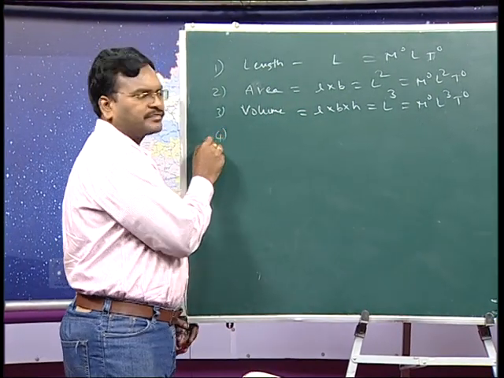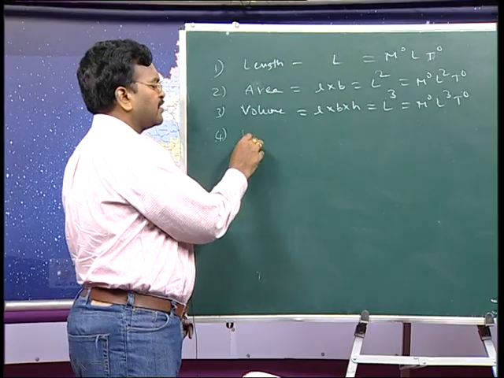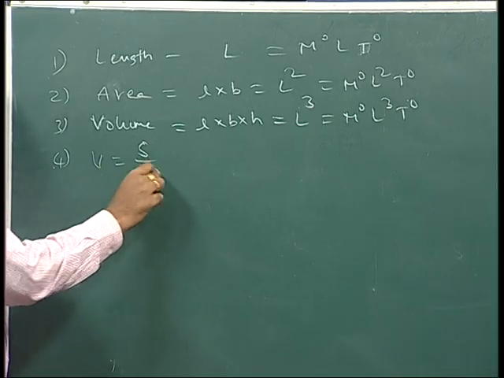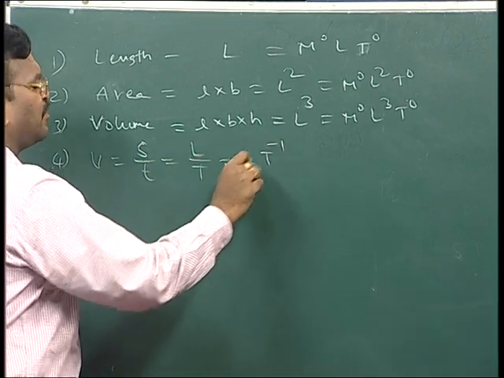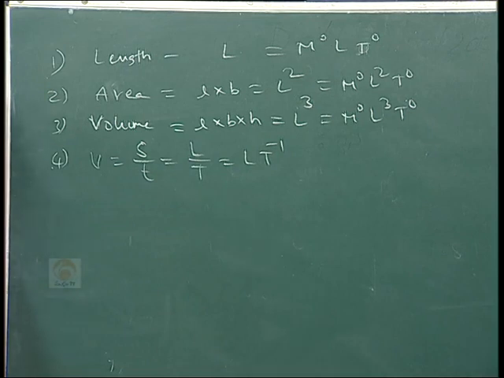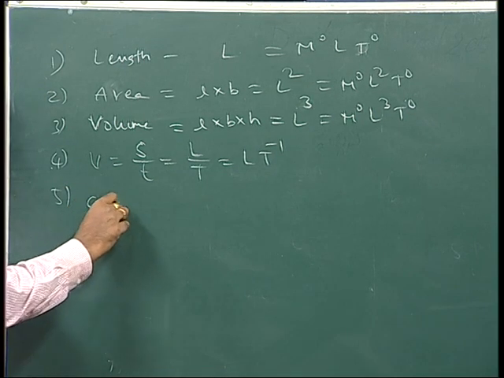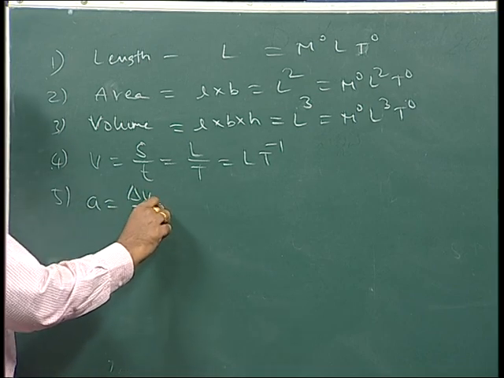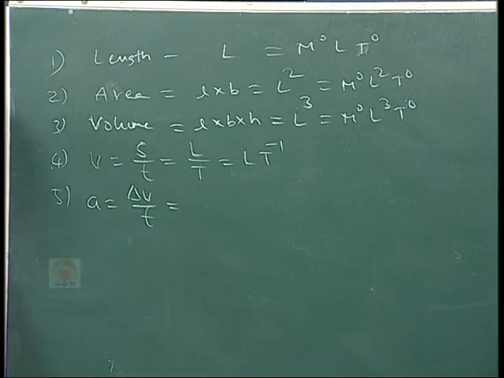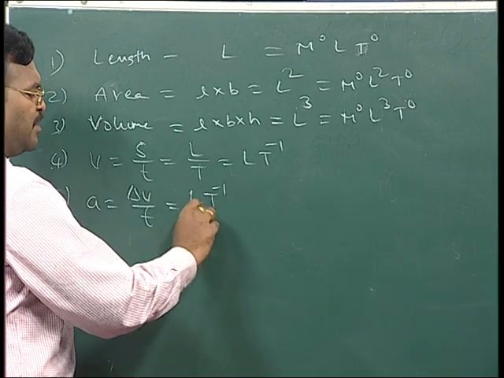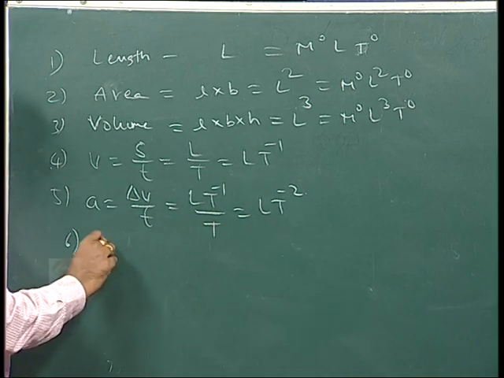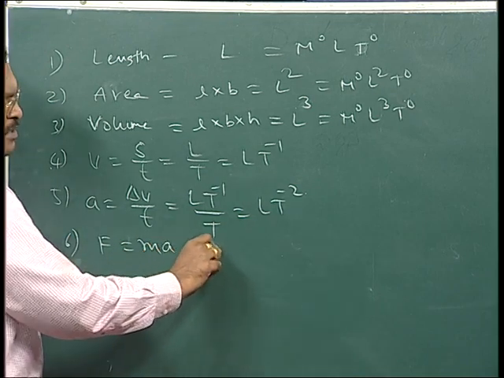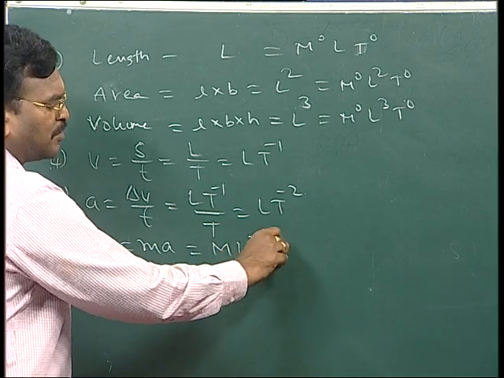Next, speed. Speed is equal to distance by time. Distance is L, time is T. So we get L T power minus 1. Speed or velocity has the formula L T power minus 1. Acceleration is equal to change in velocity by time. Change in velocity is nothing but velocity, so L T power minus 1 by T. We get L T power minus 2. Next, force. Force is equal to mass into acceleration. Mass, M. Acceleration, L T power minus 2.